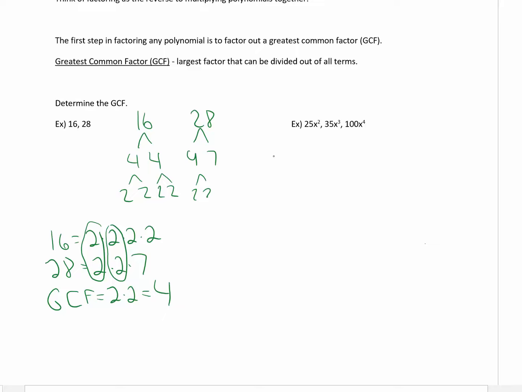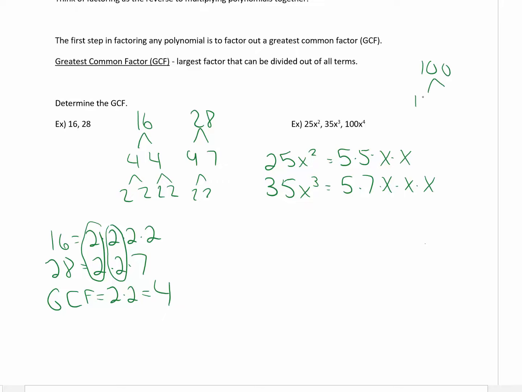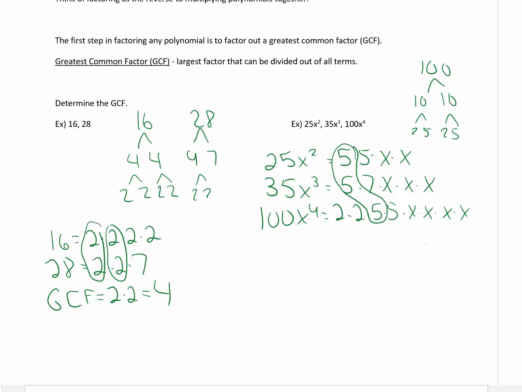Okay, the other example, this one I've included variables. So 25x squared I can write as 5 times x times x. 35x cubed, that's 5 times 7 times x times x times x. 100 might be a little bit more involved, so I'll do it up here. So 100 is 10 times 10. And 10 I can break down as 2 times 5. So that's 2 times 2 times 5 times 5 times x times x times x times x. So what do all of these terms have in common? Well, 5, x, and an x. So the greatest common factor is 5 times x times x, which is 5x squared.